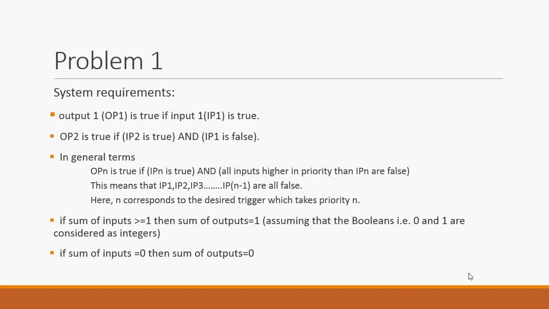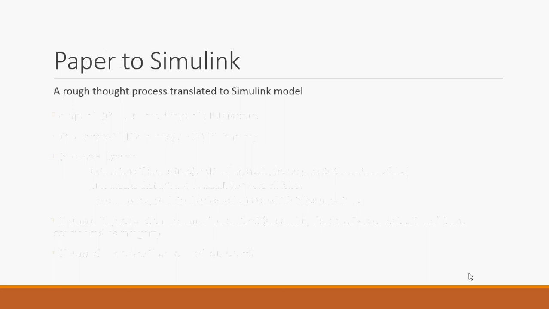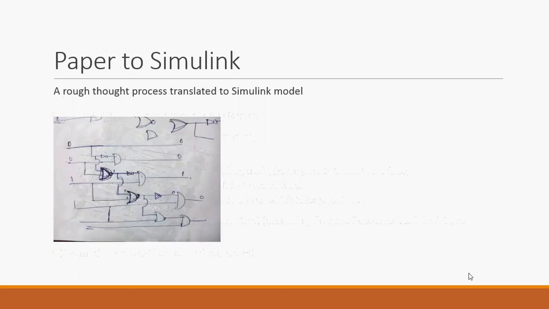Assuming the booleans 1 and 0 to be integers, if sum of the inputs is greater than or equal to 1, then the sum of the outputs equals 1. Also, if sum of the inputs equals 0, then sum of the outputs equals 0. We started off with a rough design on paper, which was later translated into this Simulink model.